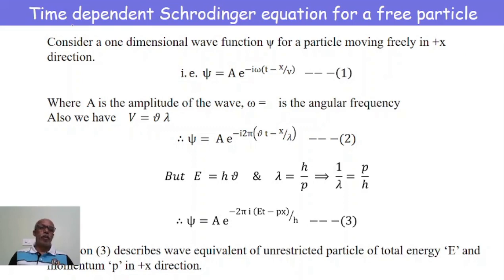Now let us derive an expression for the time-dependent Schrodinger equation for a free particle. In order to derive it, we consider a one-dimensional wave having wave function psi for a particle moving freely along the positive x direction. That psi is given by psi equals A exponential minus i omega into t minus x by v, where A gives the amplitude of the wave, omega is the angular frequency, and v is the linear velocity of the particle.